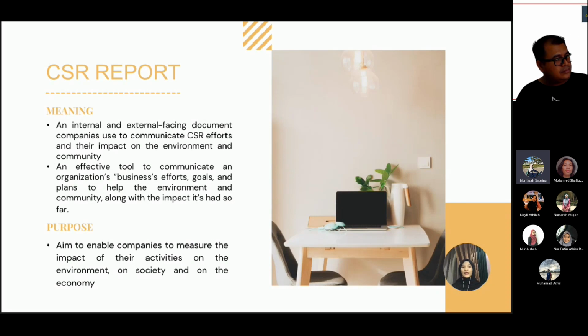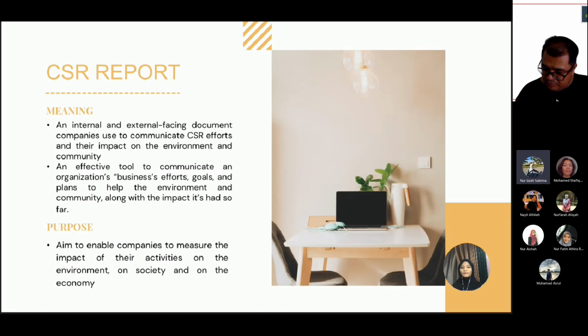Okay, for the purpose, CSR report aims to enable companies to measure the impact of their activity on the environment, on society and also the economy. This way, companies can get accurate and insightful data which will help them to improve their process and have a more positive impact on the three cornerstones mentioned above.